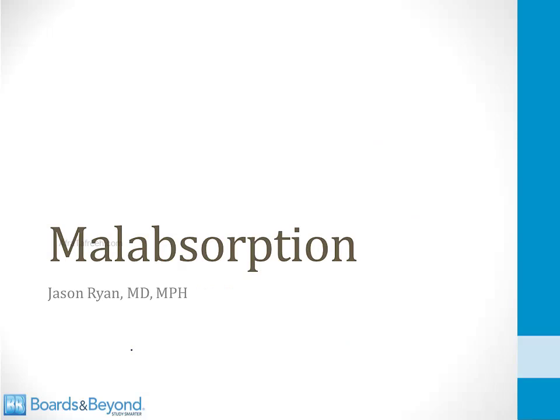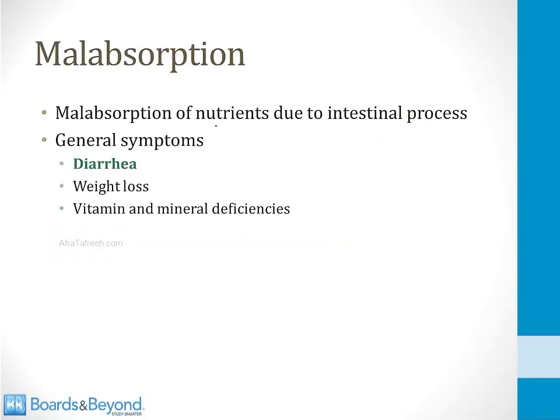Hello everybody and welcome to our module on malabsorption. Malabsorption occurs when some nutrient is not absorbed by the GI tract due to an intestinal process. So you can have malabsorption of vitamins, you can have malabsorption of fats or sugars or proteins, and we'll talk about all of these things in this module today.